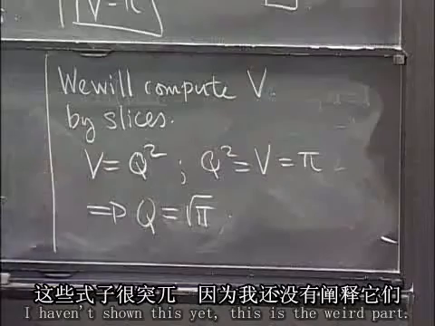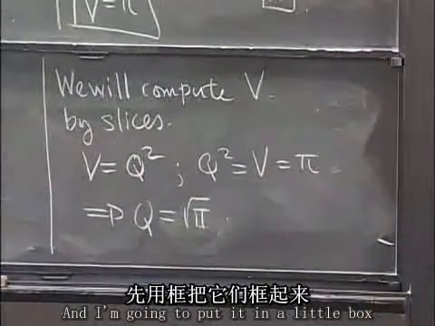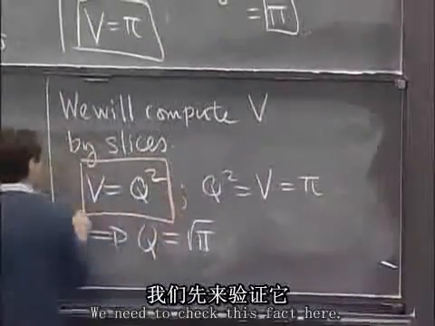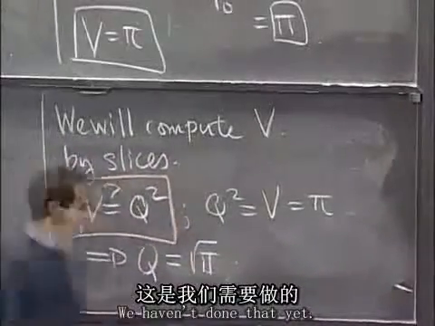All right, I haven't shown this yet. This is the weird part, and I'm going to put it in a little box so that we know that this is what we need to check. We need to check this fact here. We haven't done that yet.